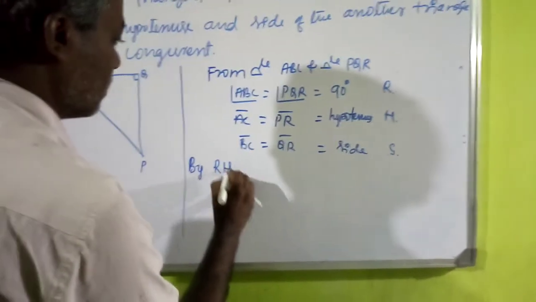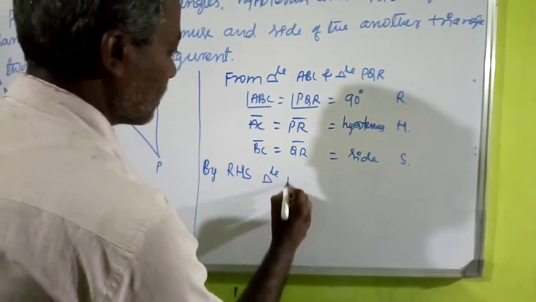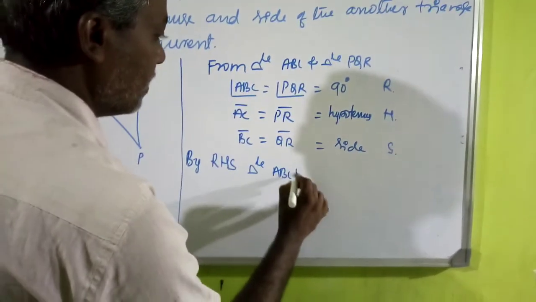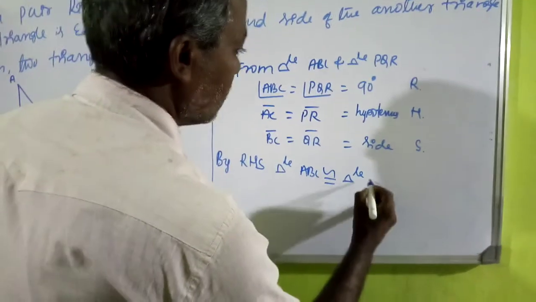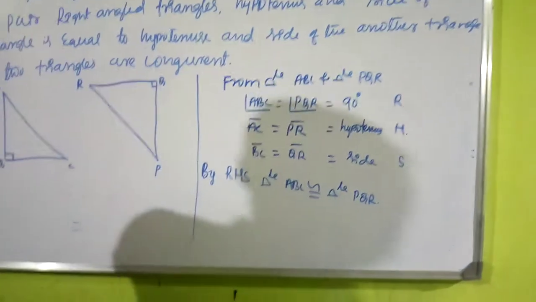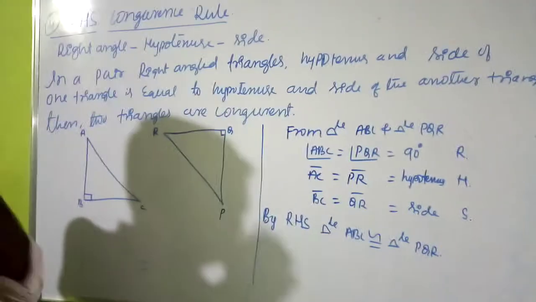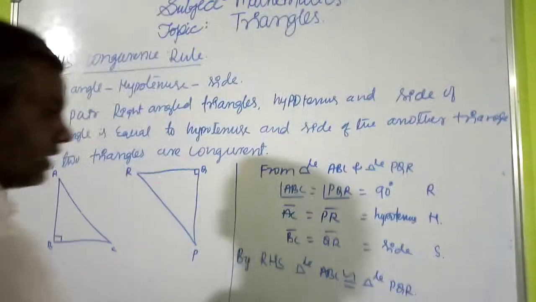Okay. So by RHS, triangle ABC is congruent to triangle PQR. Okay students, so this is about the RHS congruence criteria or RHS rule for the congruence of triangles.